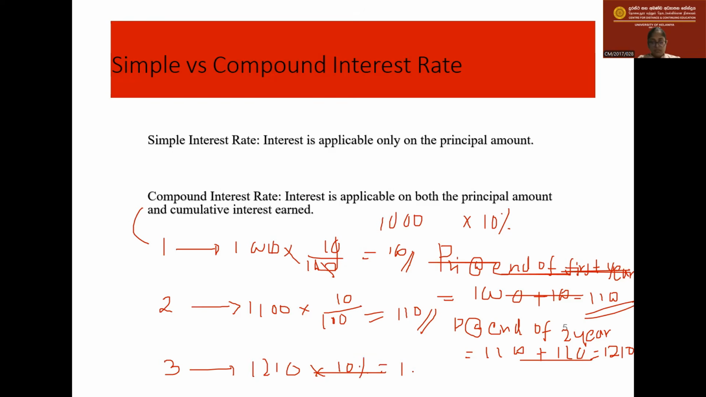What is the answer? 121. This is the relevant interest, right? Compound interest. When we calculate the principal at the end of third year, what would be the principal amount then? It's about 1,210 plus this interest, right? Then you can take 1,331, right? 1,331. This is the principal amount at the end of third year. Clear?